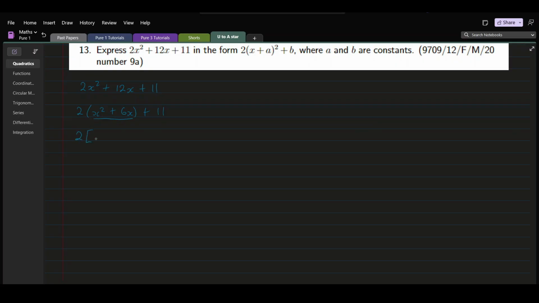So you're going to open a square bracket here, and now we're completing the square. So that's x plus, divide 6 by 2, that's 3, squared, minus 9. And then you've got your plus 11. And now let's expand the square bracket by multiplying through by 2. So that becomes 2 times (x plus 3) squared, 2 times negative 9, that's negative 18, plus 11. And so you end up with 2(x plus 3) squared minus 18 plus 11. That is minus 7. And this would be your final answer.